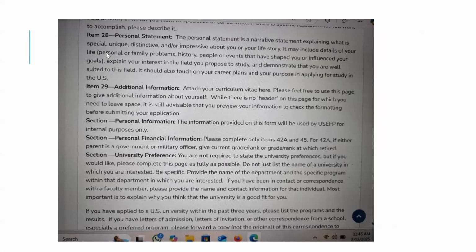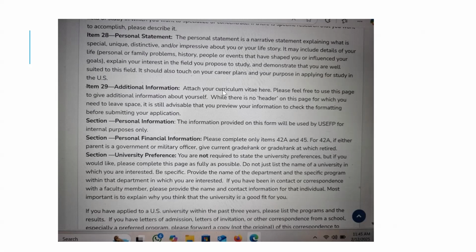It may include details of your life, personal or family problems, history, people or events that have shaped you or influenced your goals. Explain your interest in the field you propose to study and demonstrate that you are well suited to this field. It should also touch on your career plans and your purpose in applying for study in the US.